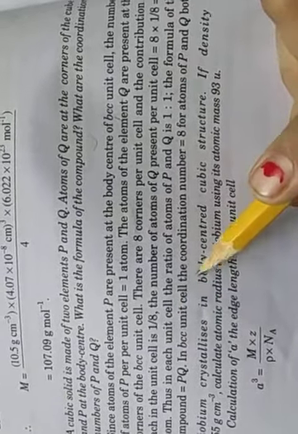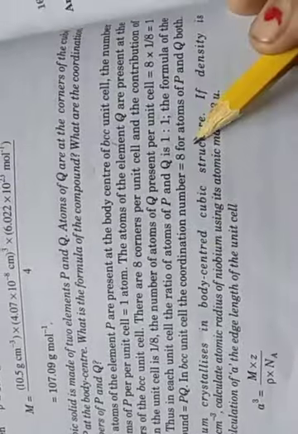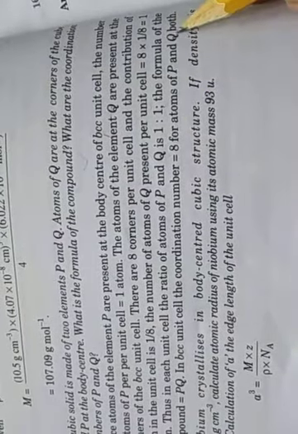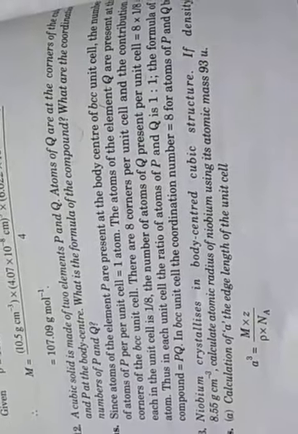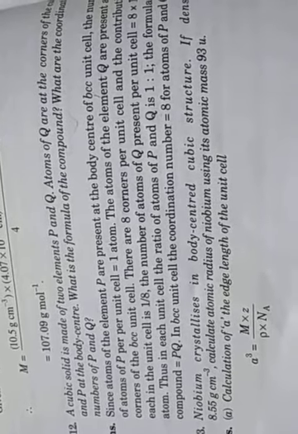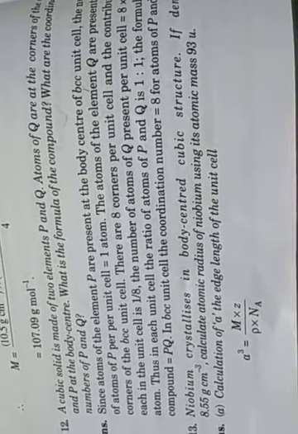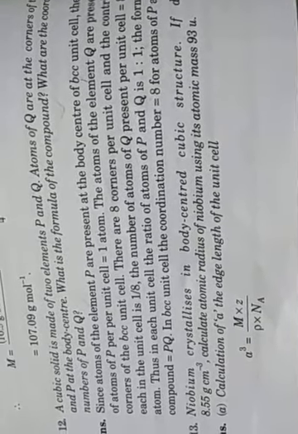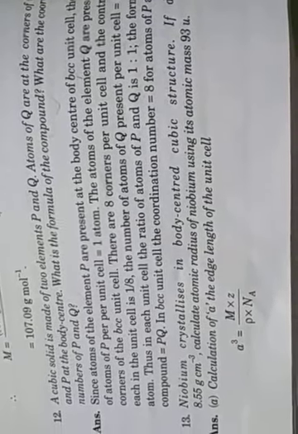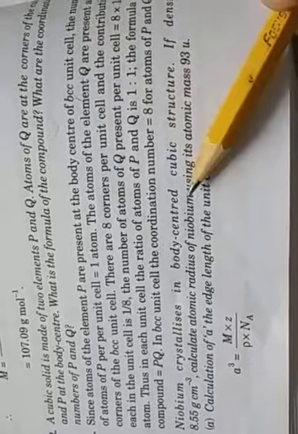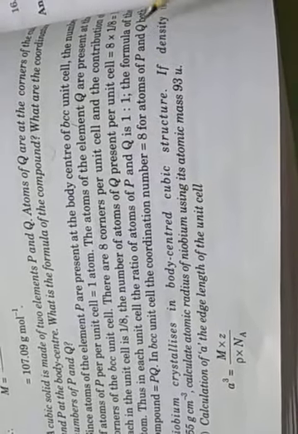And in the BCC unit cell the coordination number is 8, for atoms of P and Q both. That means 8 each. How many neighboring atoms is each atom surrounded by? That is its coordination number, so in BCC it is 8 for P and Q both.